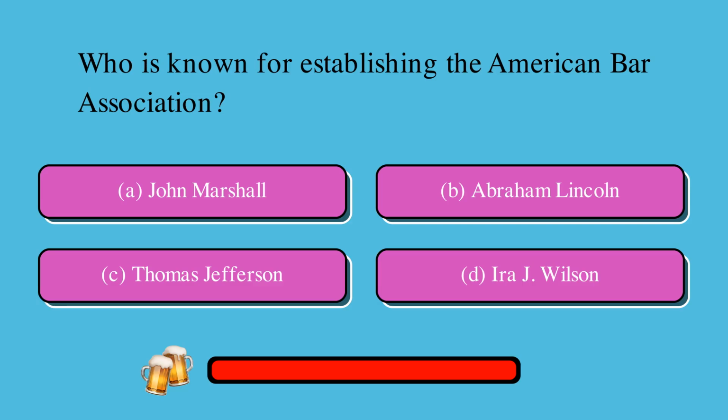Who is known for establishing the American Bar Association? Is it A, John Marshall, B, Abraham Lincoln, C, Thomas Jefferson, or D, Ira J. Wilson? The correct answer is D, Ira J. Wilson.